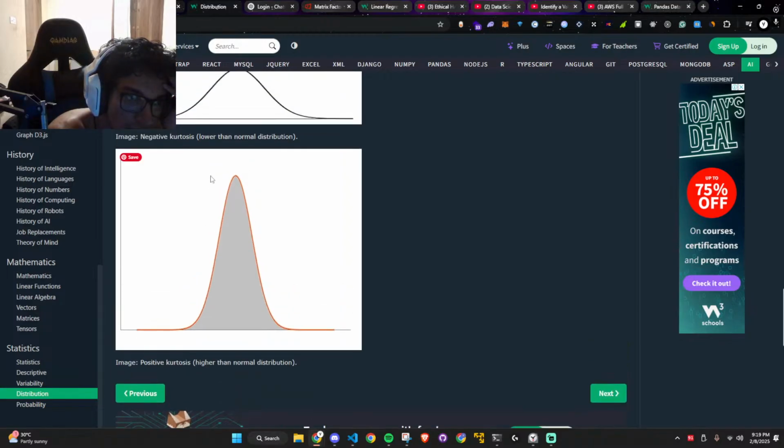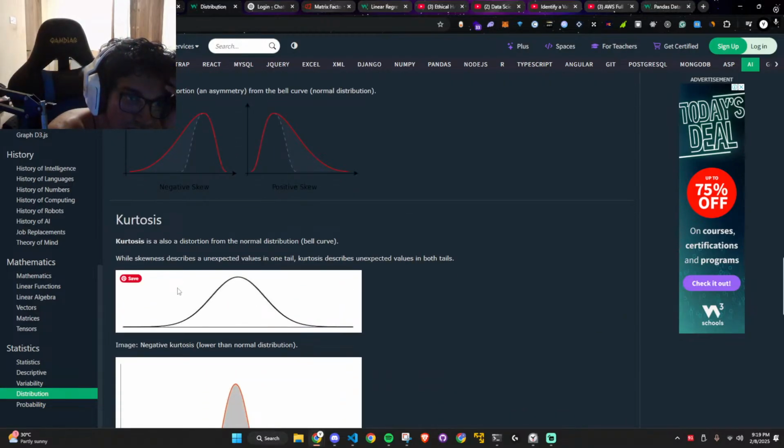Oh, so this is called a bell curve. Skewness describes unexpected values in one tail. Kurtosis describes unexpected values in both tails. Kurtosis, okay.